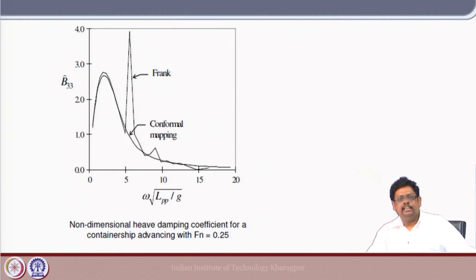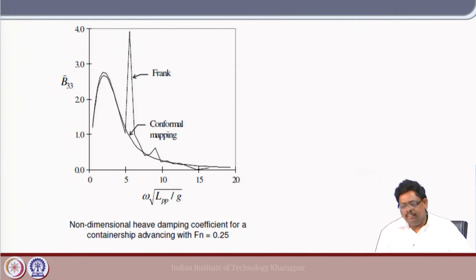Now, this is a classical graph. It is taken from a paper by Nuno Fonseca; I will give the reference. Here you can see that in the Frank-Low-Speed method we can have irregular frequencies. However, in conformal mapping we do not have anything, right. Okay. So, this is the problem.